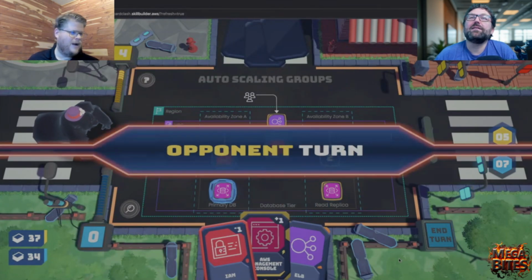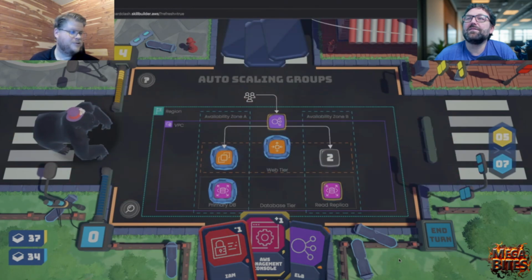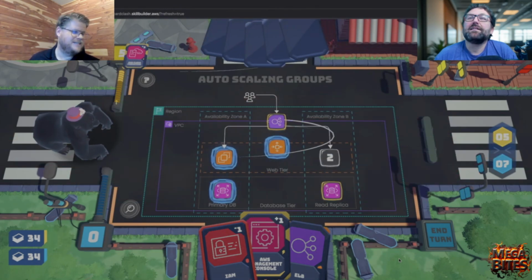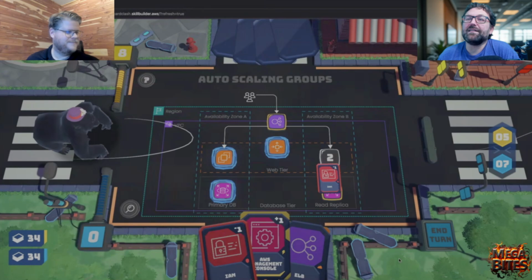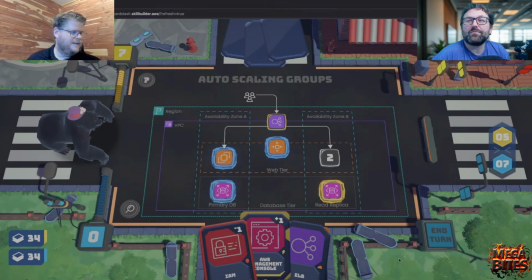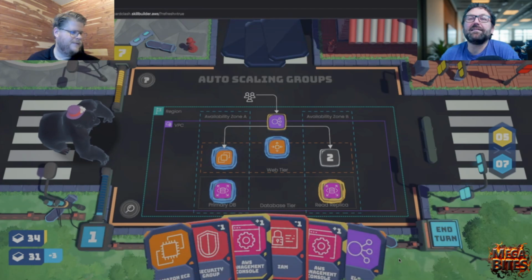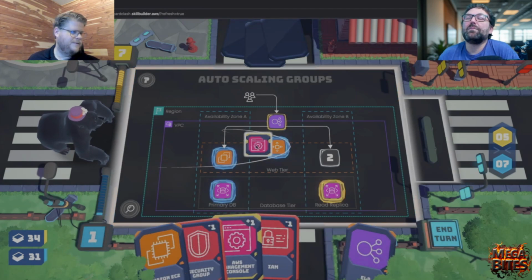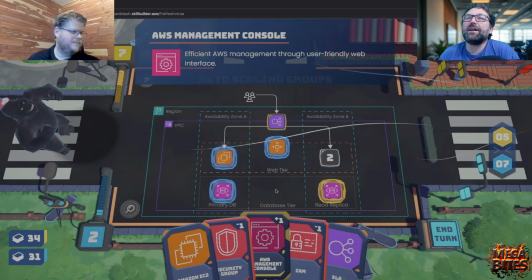Well, at this point, oh wow, oh, she secured her RDS instance. At this point, we really just need an EC2 instance, and there we go. Management console and EC2 instance, and we've won. Boom, 5-9.